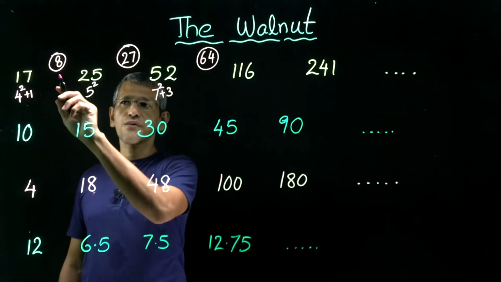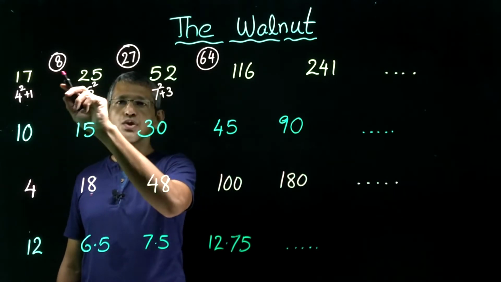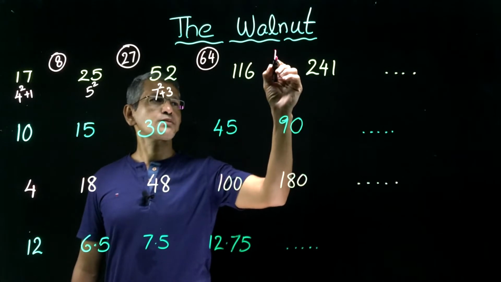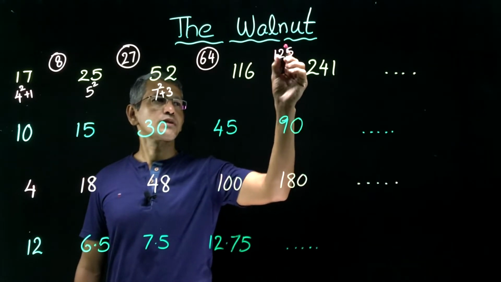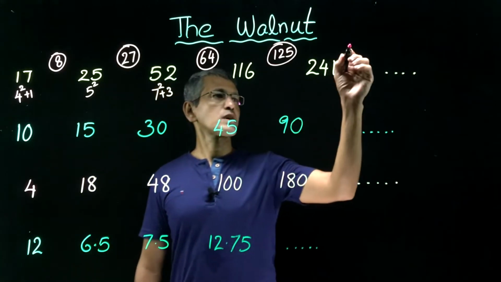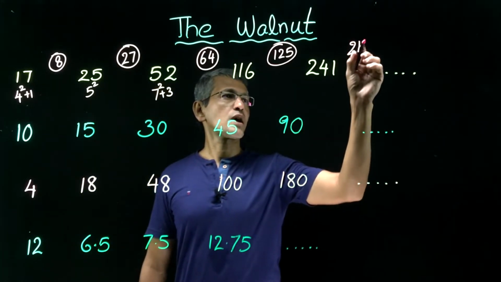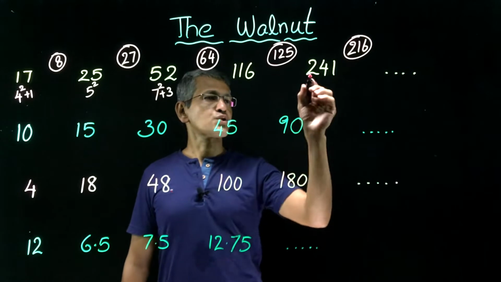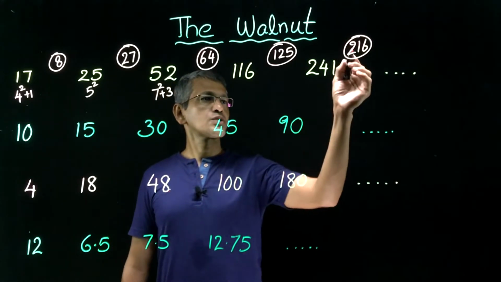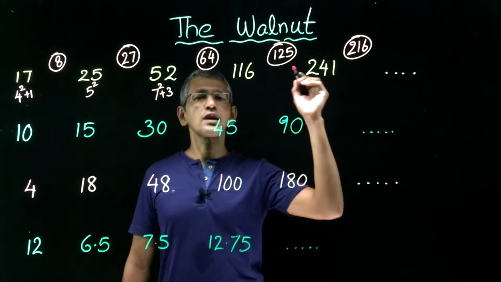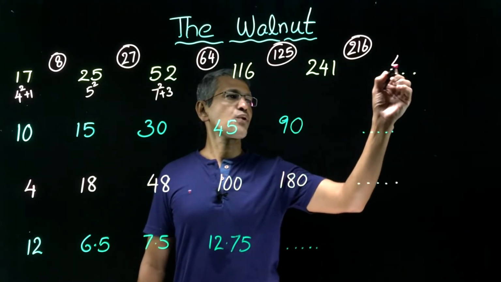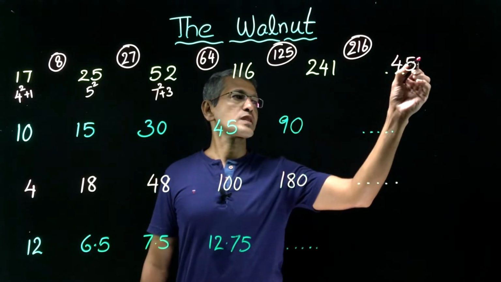That reminds me of what? 2 cube, 3 cube, 4 cube. The next difference must be 5 cube, right? 116 plus 125. The next one must be 6 cube, 216. So 241 plus 216, what is that? 241 plus 200 is 441, plus 16. So 457 would be the answer.